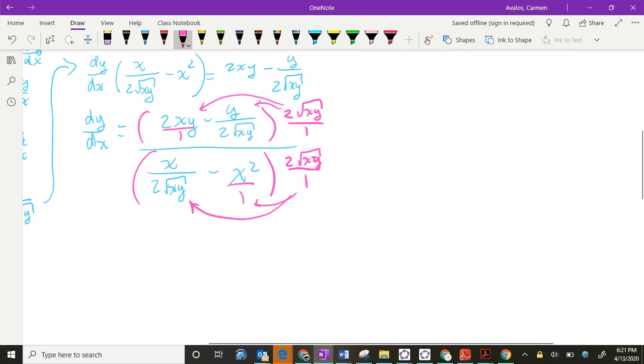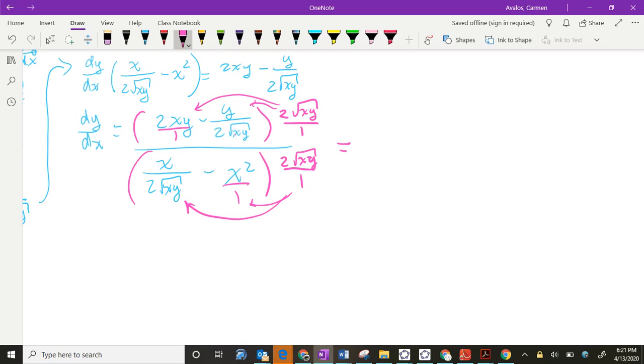And you are going to get, if we look at it, I'm going to leave it on there. So this one's going to have, if you look at it, when I multiply numerator times numerator, I'm going to have 4xy square root of xy. And denominator to denominator is equal to 1.